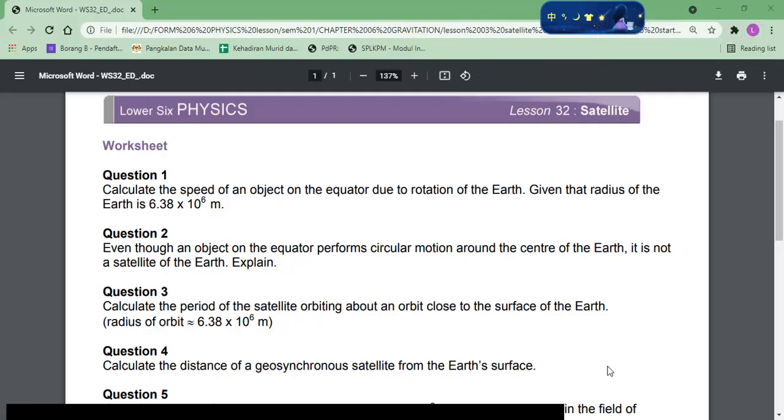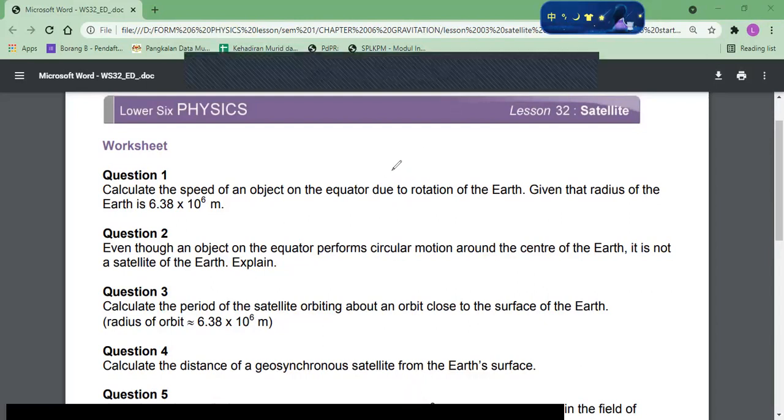First question, calculate the speed of an object on the equator due to the rotation of the Earth. Given that the radius of the Earth is 6.38 times 10 to the power 6 meter. So now if we wish to calculate the speed, so where's my pen?